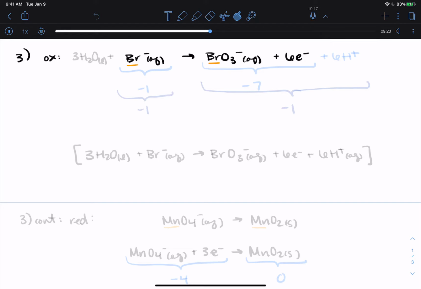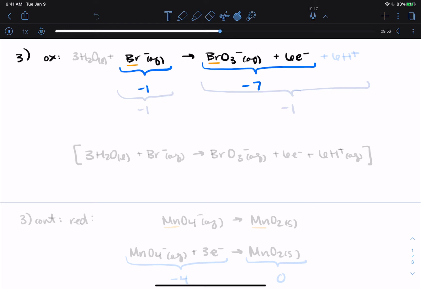Balance the net charges. So for net charges, on the left, I've got one thing with a -1 charge. So the net charge on the left is -1. On the right, I've got one thing with a negative charge plus 6 electrons that are each negative. So I have a net charge of -7 on the right. So you don't have to get them to 0, you just have to get them to be equal.